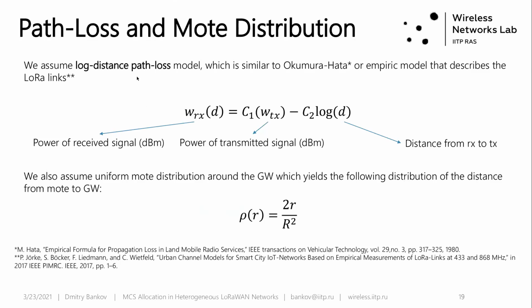And we assume a log distance path loss model, for example, the Okumura-Hata model, or some other empiric model which describes the LoRa links. In the paper shown on the bottom of the slide, you can find some empiric models which have been measured and described specifically for LoRa links, but they are also log distance. So in this model, the power of signal at the receiver, at the gateway, depends on the distance as a constant minus a constant multiplied by the logarithm of distance. And this power is measured in dBm.